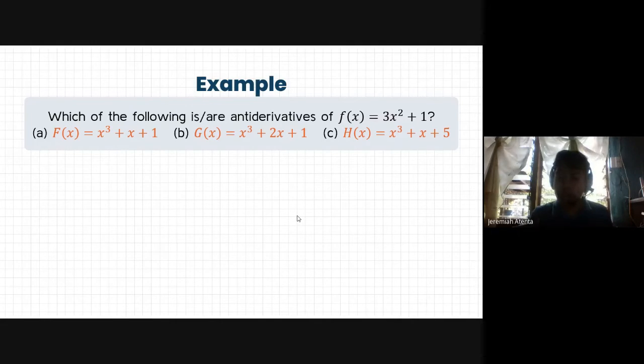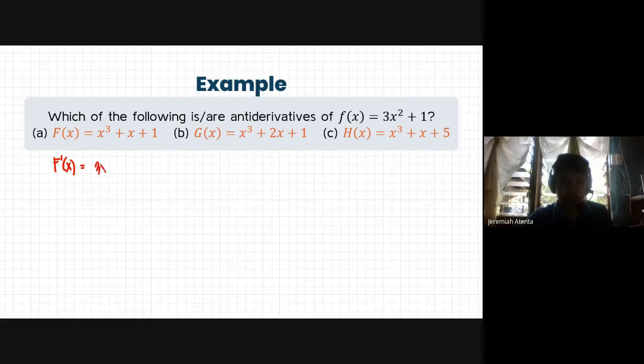So, ano nga yung gagawin natin? We will check the derivative. Tama? So, let's differentiate F prime of x. The derivative is just use the power rule. So we have 3x squared plus 1. And this one is equal to the lowercase f of x. So okay siya. How about g prime of x? This is equal to 3x squared plus 2, right?